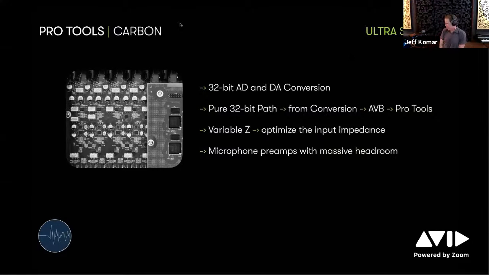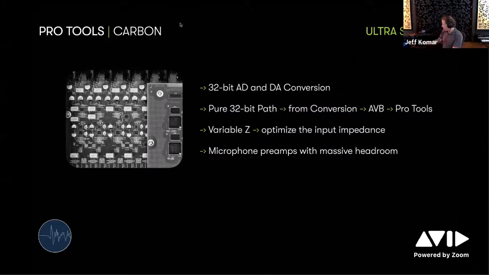I really want to present the product, but we're really proud of this totally Avid designed box with incredible 32-bit conversion. It's actually a 32-bit pure path all the way from conversion through AVB and into Pro Tools, the whole way. So it's pretty unique. We're going to talk about variable Z, which is really neat, being able to adjust impedance for microphone and instrument sources, not only to do impedance matching, but using it creatively as a guitar player, or plugging into my electromechanical keyboard. Lots of different applications.